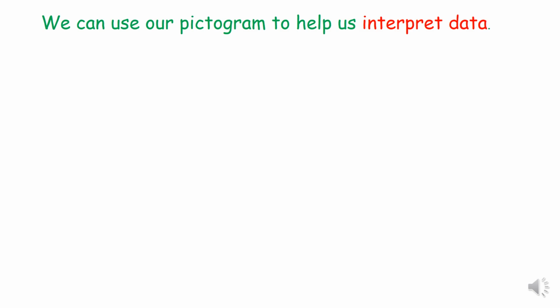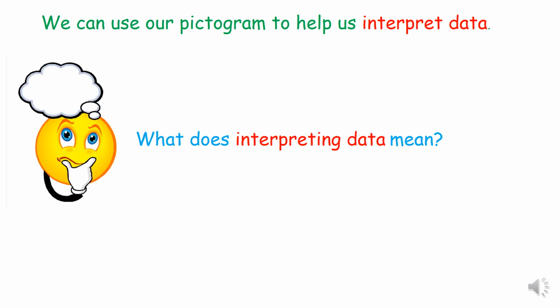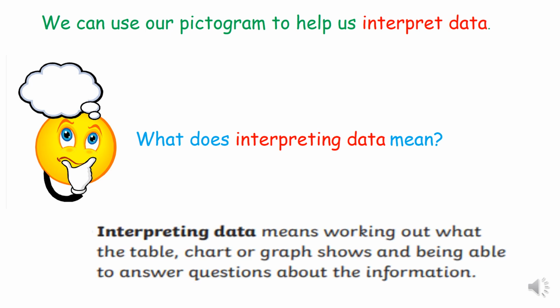and we can use our pictogram to help us interpret data. But what does interpreting data mean? It sounds very, very tricky, but all interpreting data means is that we're working out what a table or a chart or a graph shows us, and then we're able to answer questions about the information. So today we made a pictogram, and our pictogram showed us the number of animals we saw at the zoo. And interpreting data means that we can answer questions using our pictogram to help us.